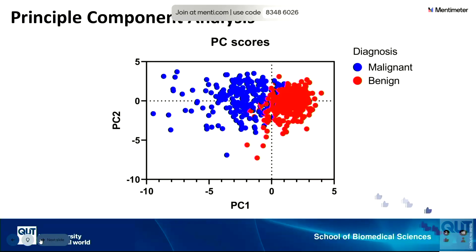The principal component analysis. You don't have to understand the math behind this one, but the general concept about this graph is it shows how much variability there is in the data from one sample to another.